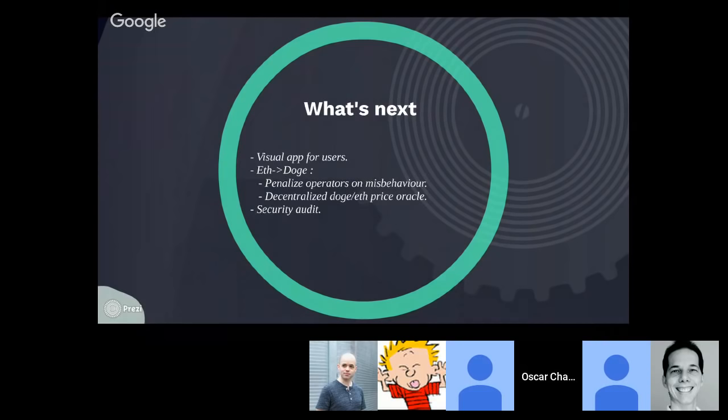The other thing that is missing on the Ethereum to Dogecoin side is that I said there's an oracle that informs the price. Currently, we are using a centralized oracle that is controlled by me, basically, and we should move to some way of decentralized oracle. The other thing that needs to be done is a security audit, because if this is going into production, we don't want people to lose money because we had a bug.